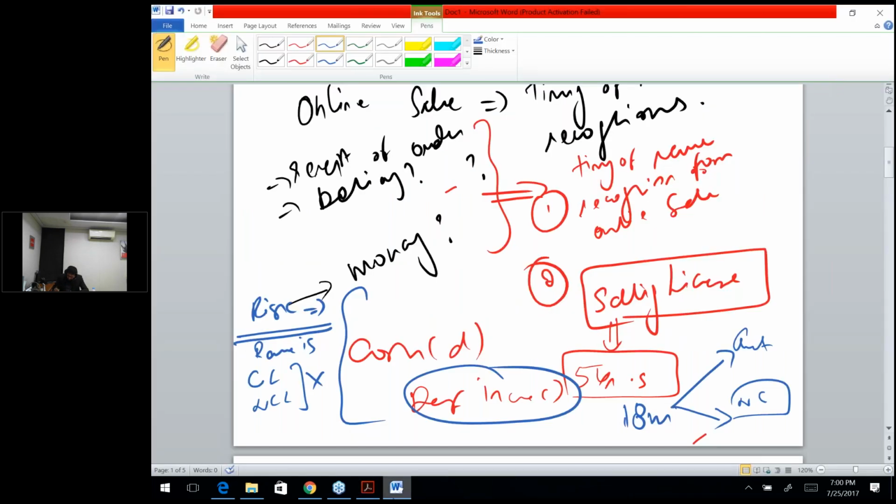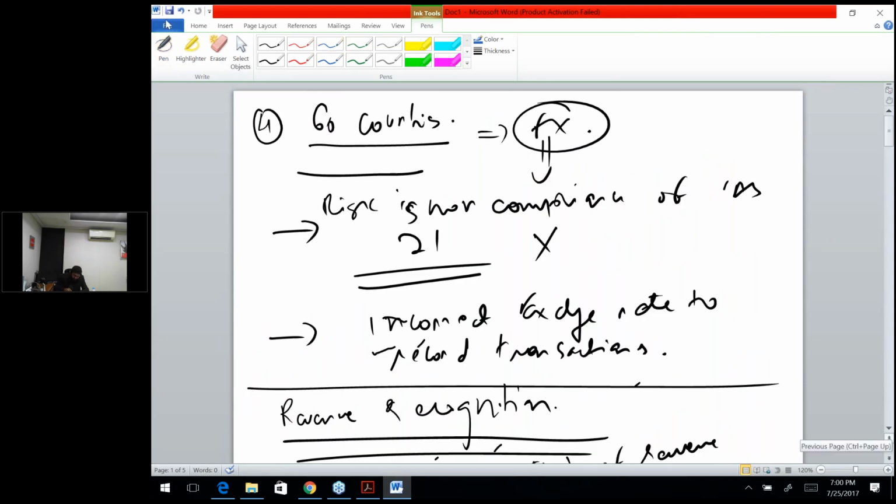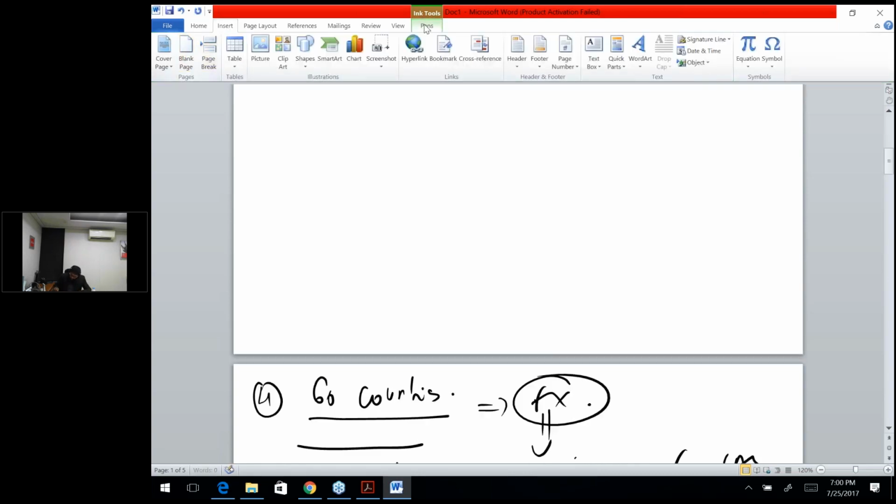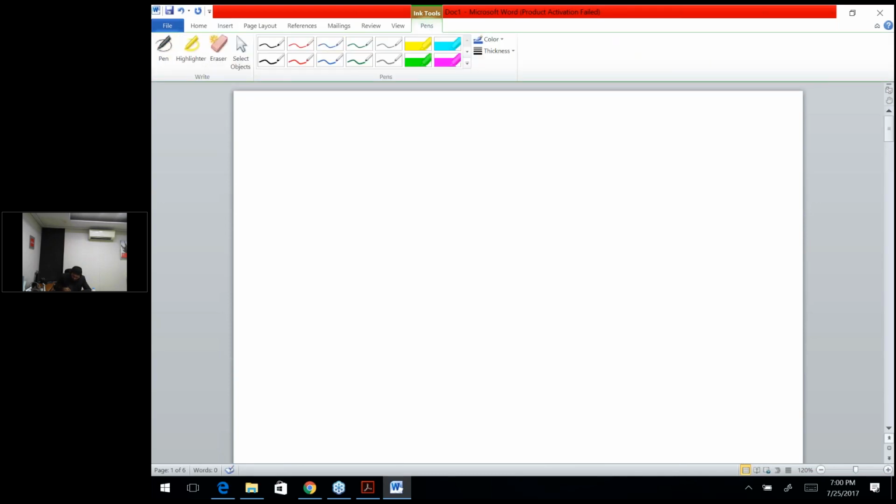So another risk that exists is non-compliance of the Code of Corporate Governance.